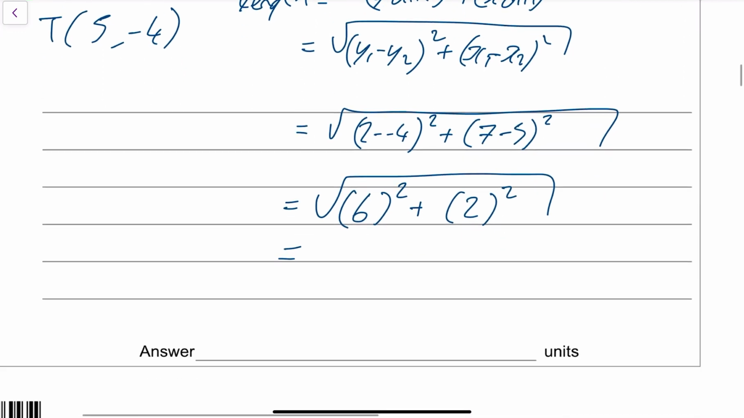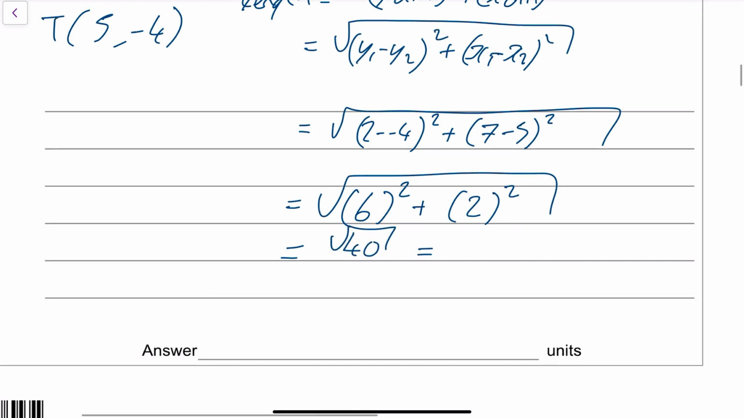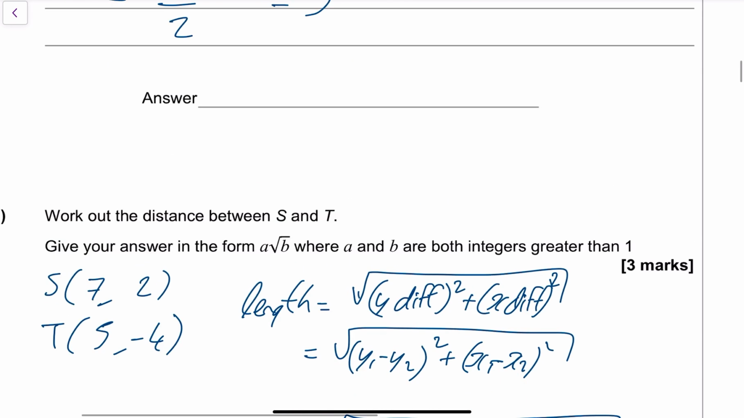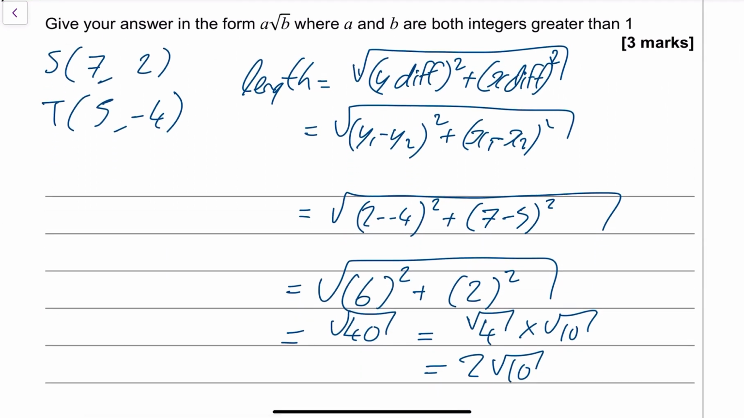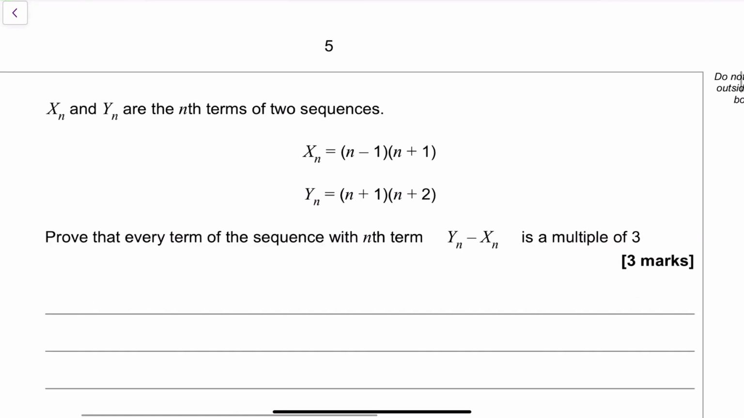And if you do that, what is 6 squared? 6 squared is 36. 2 squared is 4. 36 plus 4 is 40. And then we could rewrite that as root 4 times root 10, which is the same as 2 root 10. Is that what we're looking for? Yes. Give our answer in the form A root B, where A and B are both integers greater than 1. Lovely. There we are. Very nice.